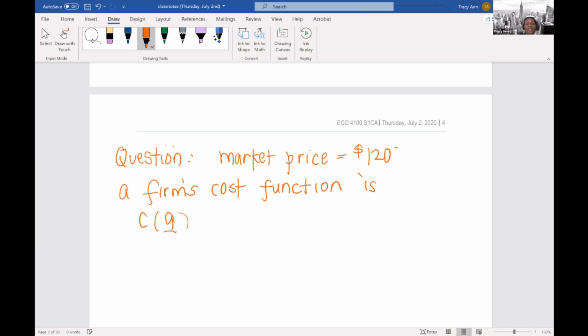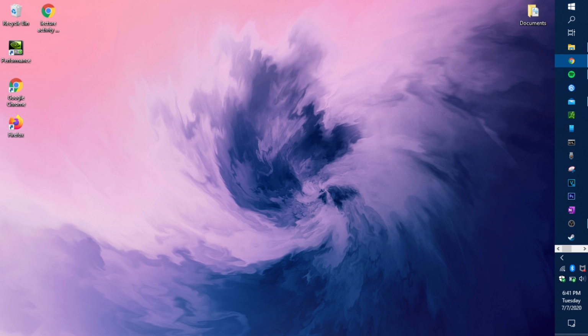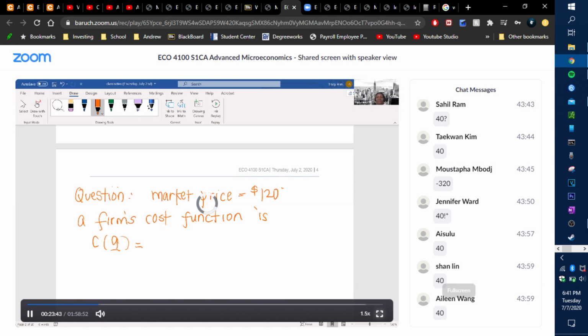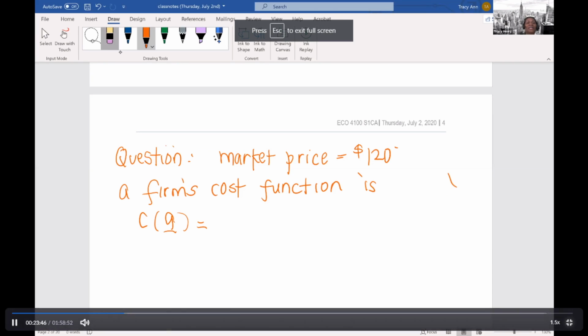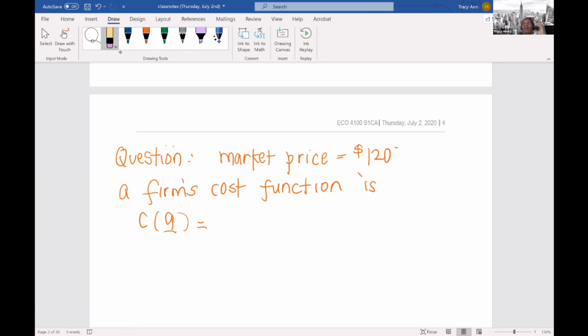I'm using the lowercase q because we have to start wrapping our minds around the idea that there are so many firms in the market that whatever quantity I find here is the quantity that the firm is producing, and that there's a much greater quantity that represents the market quantity, which is going to be our uppercase Q. So for now, we're going to keep it at our lowercase q and get ourselves used to it. And with this lowercase q, I'm going to say 120 plus 40q plus 10q squared.